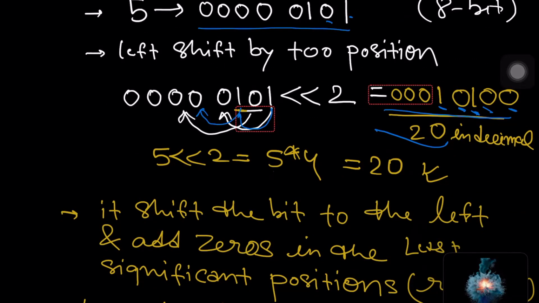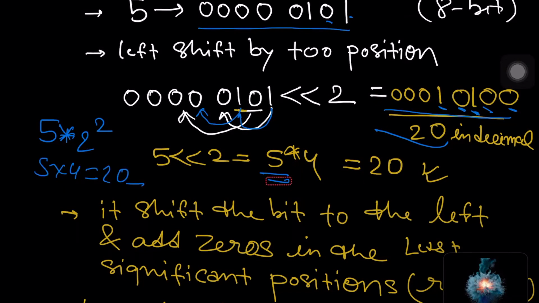So now we have the number 5, and we are shifting 2 bits. So 5 multiplied by 2 to the power of shift, which is 2. So 5 into 4 equals 20. So if you go with the formula, this is the formula for left shift.